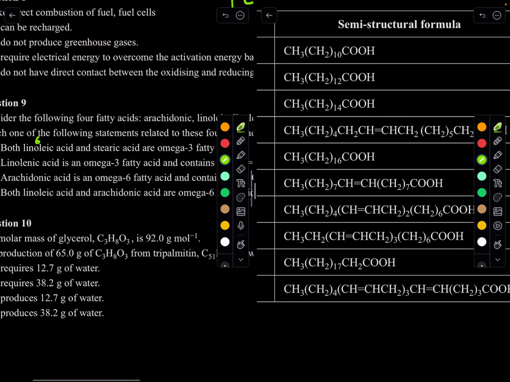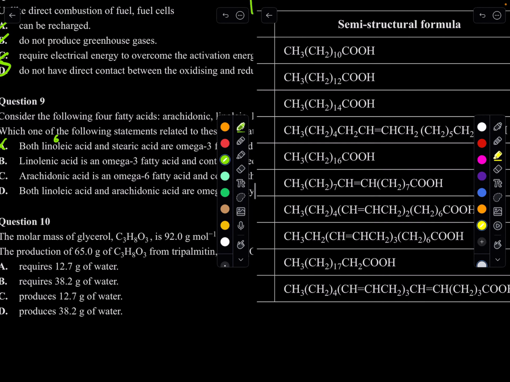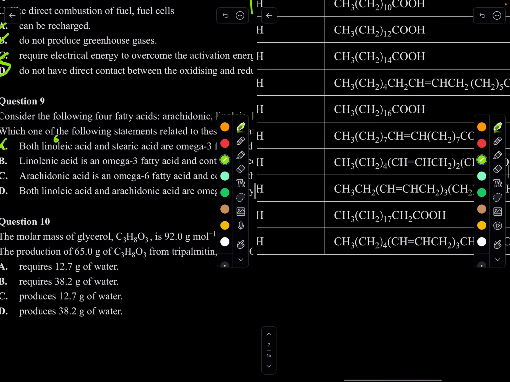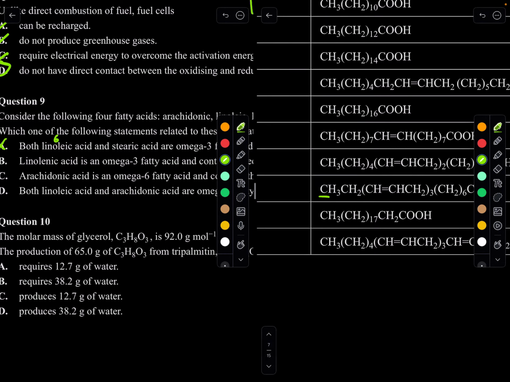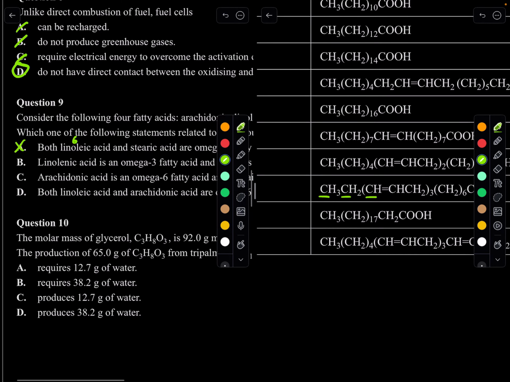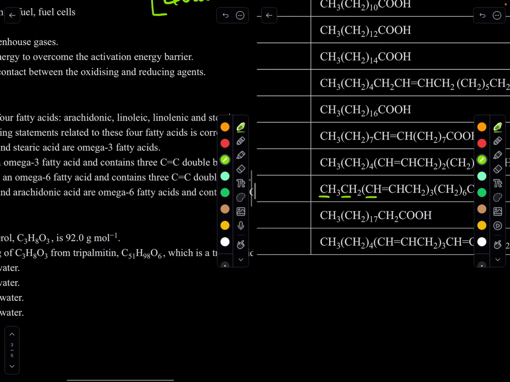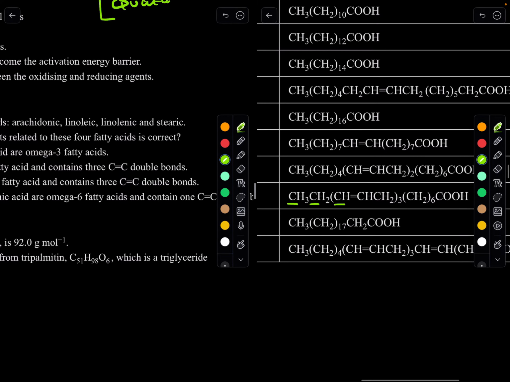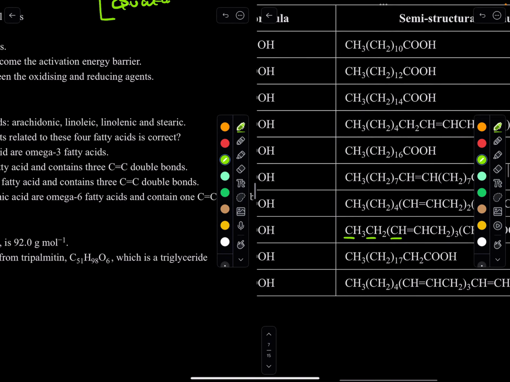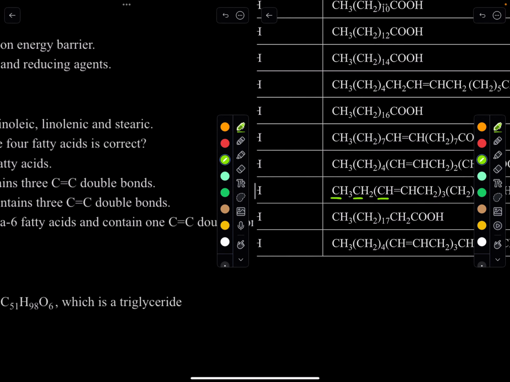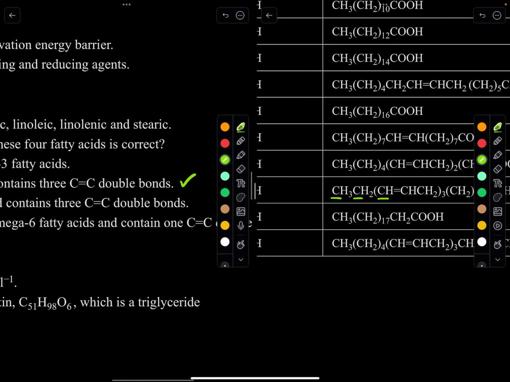Linolenic acid is an omega-3 fatty acid. Let's just double check that. Where is that? It's this one over here. It's saying it's omega-3. So that's 1, 2, 3. Beautiful. It is an omega-3 fatty acid, and it contains 3 carbon-to-carbon double bonds. Let's check that. Yes, it does. You can see here, it contains 3 carbon-to-carbon double bonds. This one looks very promising. So I'm going to just put a tick on that. That looks good.